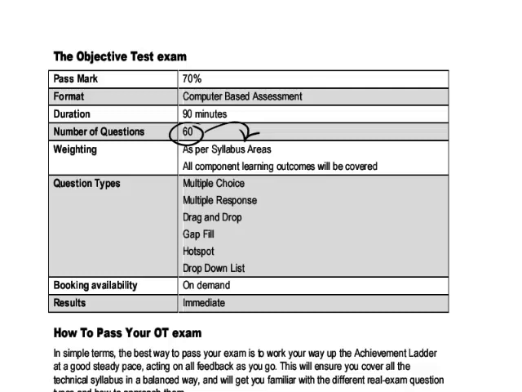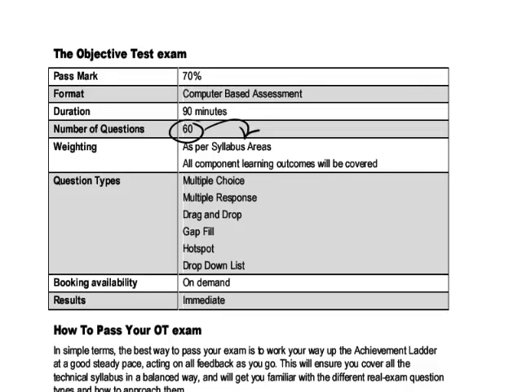Drag and drop, where you need to match things up by dragging things around the screen and dropping them into appropriate spaces. Gap fill, that could be for a word or for a number. And then hotspot and drop down lists, where you're looking at calculating figures or choosing again from a list of drop down options. As we mentioned, the exam is on demand as a computer-based assessment, and the good thing is that the results will be notified to you immediately after the exam.